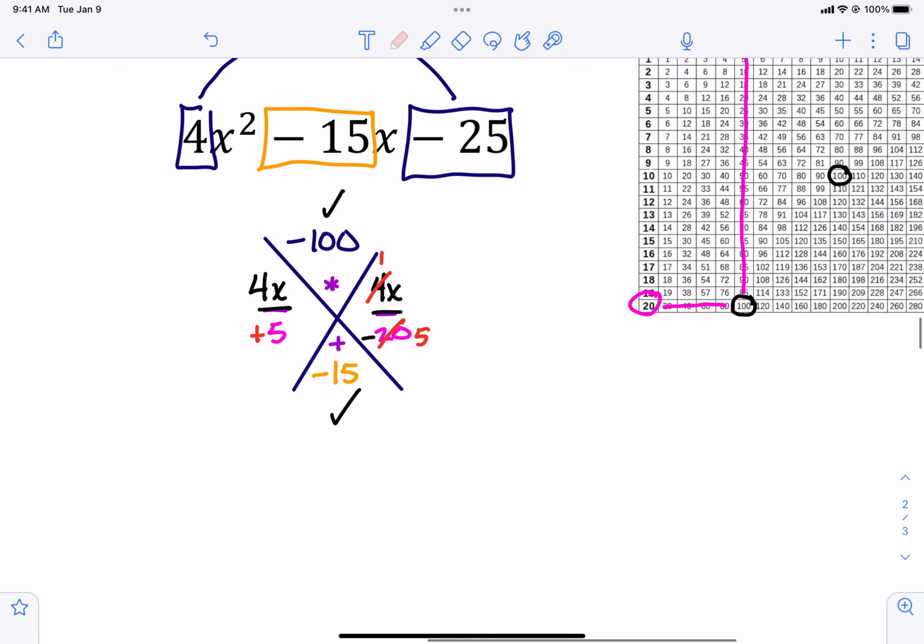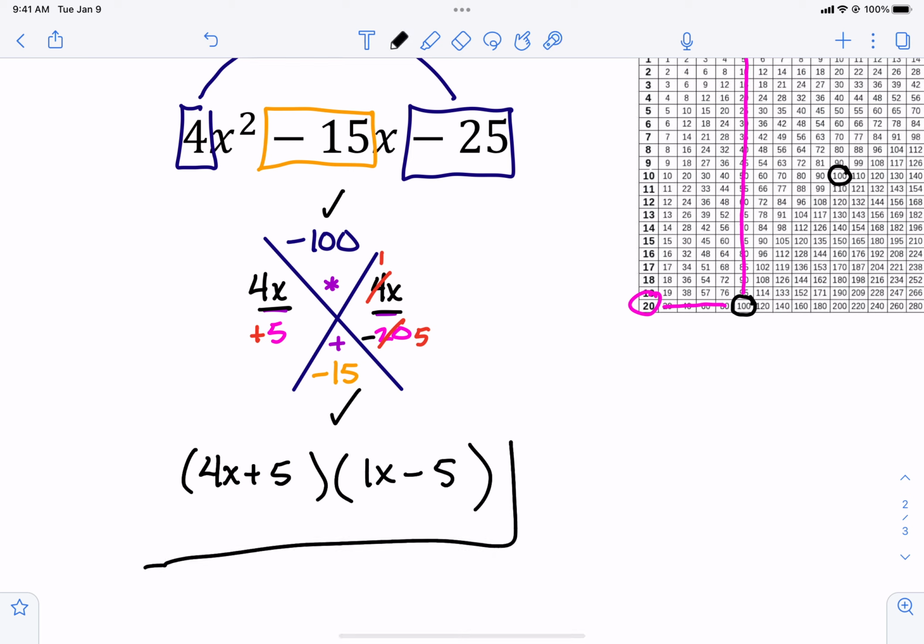Now, to finish this, remember we want to write our answer as a product. So we're going to grab our parentheses here, and our answer is actually going to be these two side fractions. So our first answer is going to be 4x plus 5, and our second one is going to be 1x minus 5. And what we've just done, whether we realize it or not, is we've factored this.